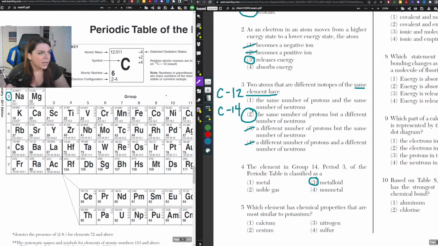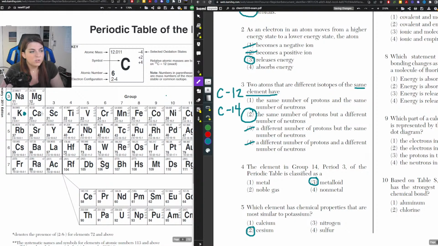Okay, potassium is K, and that is number 19 right here. And we're asked which one has properties most similar. The things that are going to have properties most similar are going to be in the same vertical column or group of the periodic table. So the correct answers would be lithium, sodium, rubidium, cesium, or francium. And the choice here is going to be cesium.